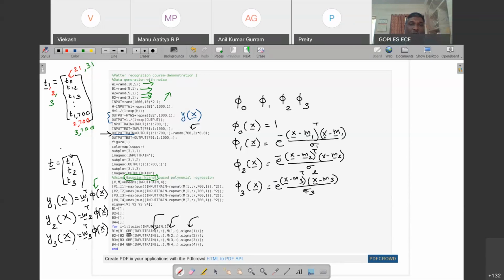So what we do first of all is that the number of basis functions is arbitrarily chosen in this case. The number of basis functions here is 4. So this is arbitrarily chosen. Then what we do is we are going to find out the mean.